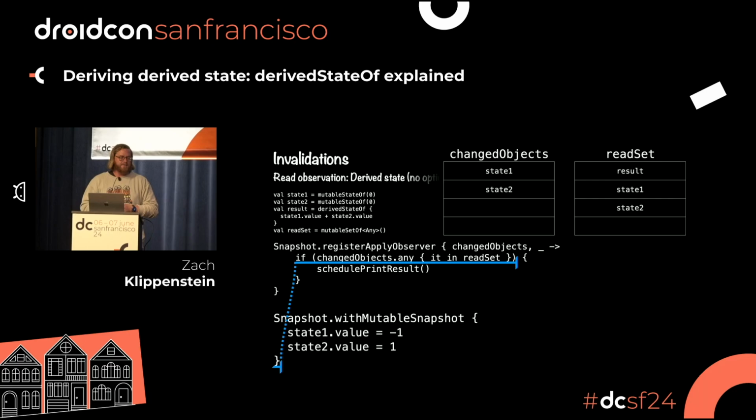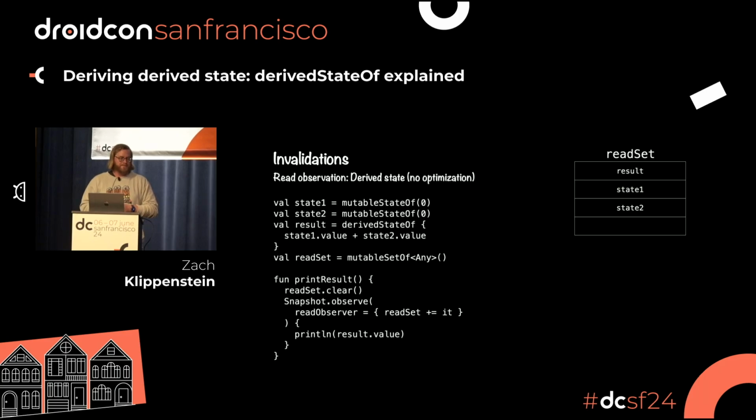We change the state again. We're going to run this function. We're going to see there's a match. OK, we need to invalidate. So we're going to schedule print results. And we're going to run that again. And we've just printed out results again. Nothing special going on here. We saw something changed. We reran the code. So derived state on its own isn't doing the invalidation skipping.